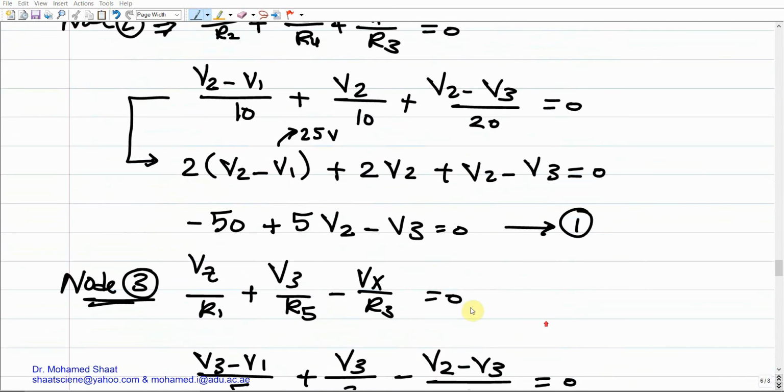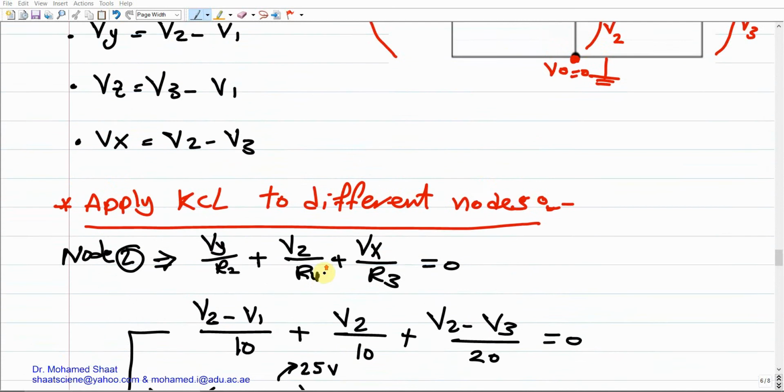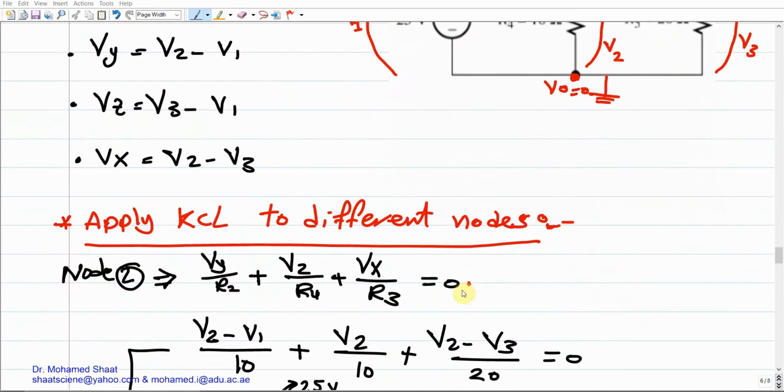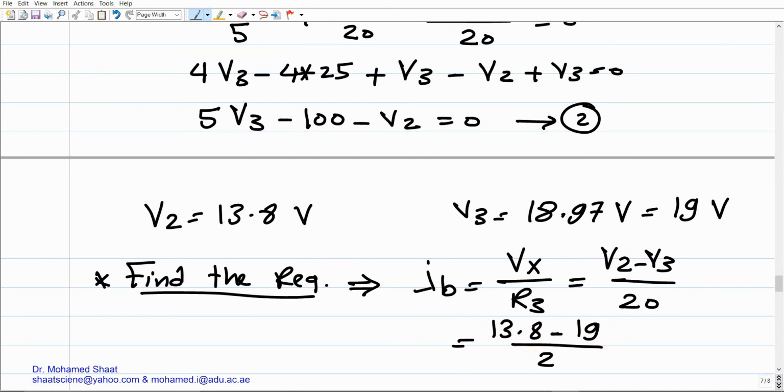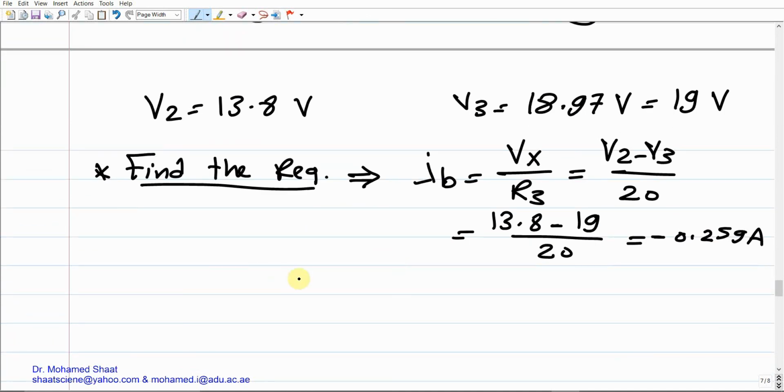So how much is Vx? Vx is already given by V2 negative V3, over R3, which is already given by 20. So we're going to get V2 negative V3 over 20. How much is V2? We got it here: 13.8 negative 19 over 20. If we do the calculations, we're going to end up with negative 0.259 ampere, which is going to be around negative 0.6 ampere for IB.